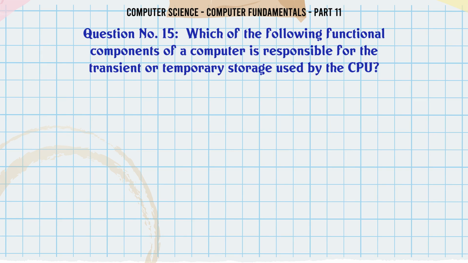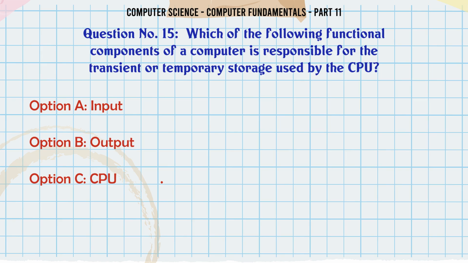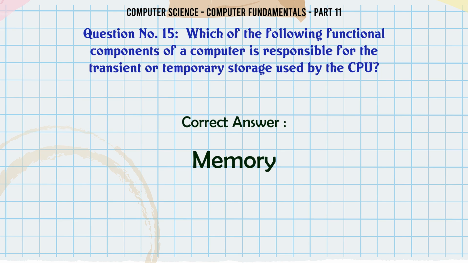Which of the following functional components of a computer is responsible for the transient or temporary storage used by the CPU? A. Input. B. Output. C. CPU. D. Memory. The correct answer is memory.